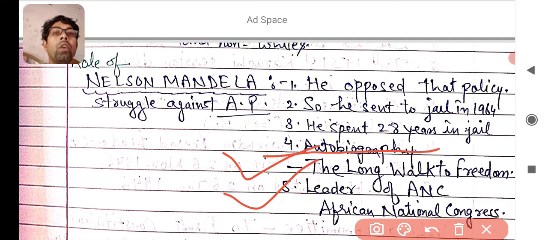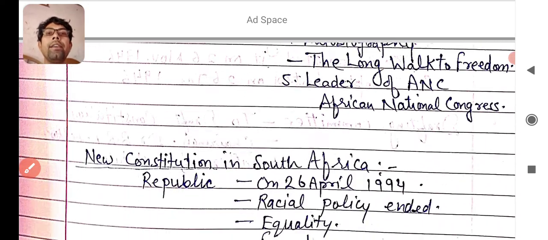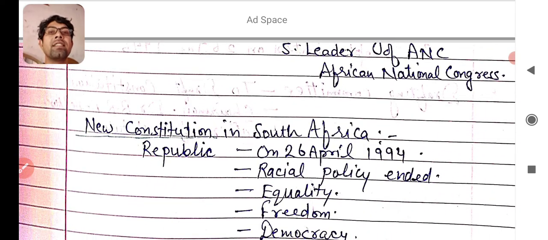So what was the role of Nelson Mandela to struggle against apartheid policy? You can write that he opposed that policy, and that's why he was sent to jail for 28 years, and he wrote a book named The Long Walk to Freedom. And he was also the leader of the African National Congress that fought against apartheid policy. And with the effort of Nelson Mandela, finally that policy came to an end in 1994. So we will read about the next process now. I hope you learned the second point, the role of Nelson Mandela.